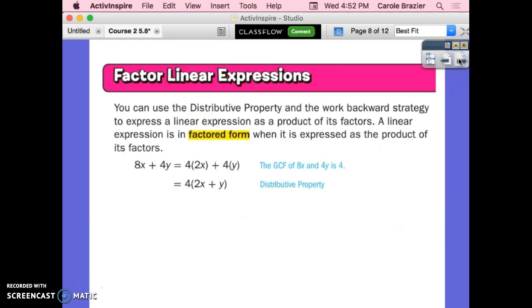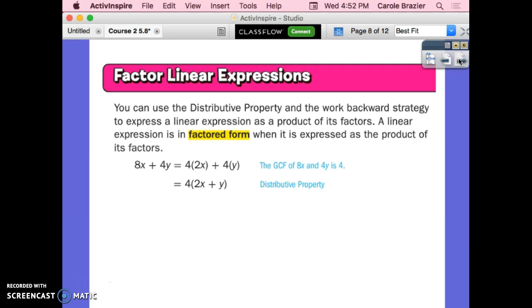Okay, when we're factoring the linear expressions, we're taking everything that we've already factored and distributed, and we're putting it back into a linear form. So we're taking it back to what it looked like before we distributed.